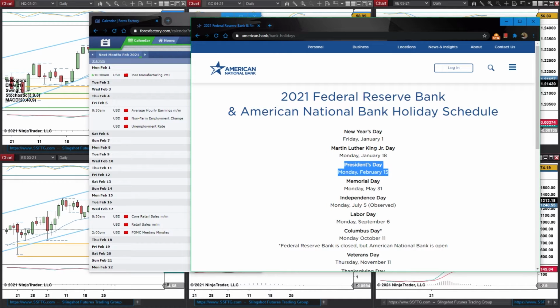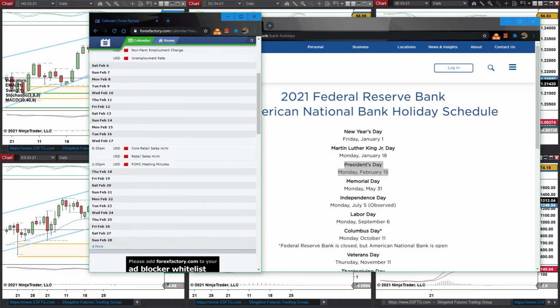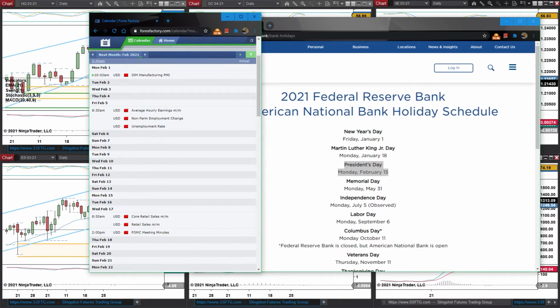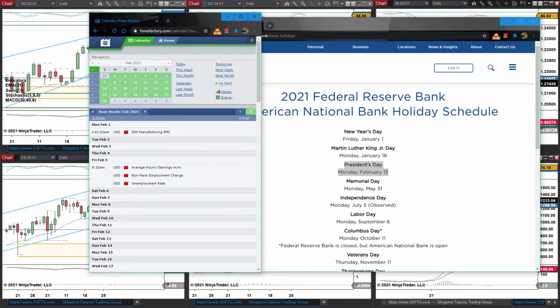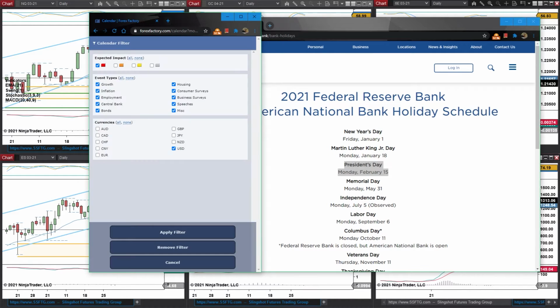Now, when we're looking at news, we have some pretty big announcements that we're going to need to keep our eyes on. As far as the large news announcements for the month of February, we have ISM Manufacturing PMI on February 1. On February 5th at 8:30, we have the average hourly earnings, the non-farm employment change, and the unemployment rate. Then there's a big span of nothing. There's a whole lot of non-big news going on in the middle there. And then as we go into February 17, we have another batch of large news with the core retail sales and the FOMC meeting minutes. But that's really about it. February doesn't have a huge amount of large news going on.